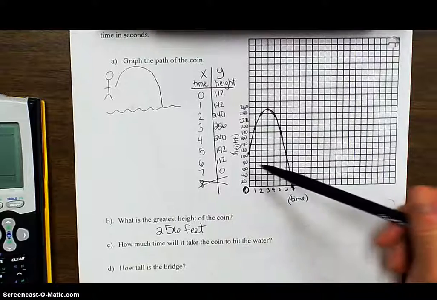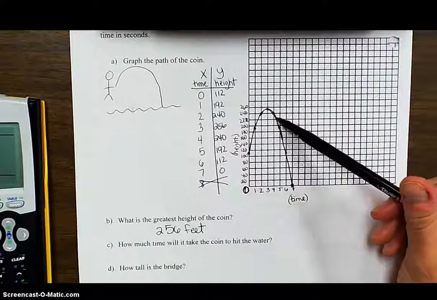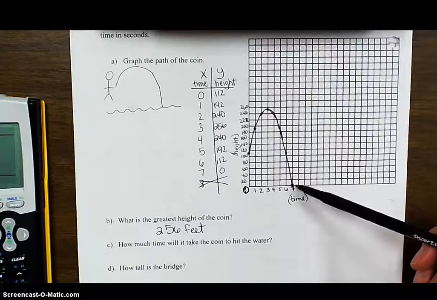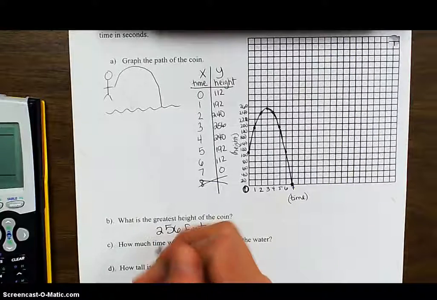Okay, part C, how much time will it take for the coin to hit the water? So look carefully. Where do we hit the bottom? Where do we hit the water? It goes up, it goes down, and it hits at 7 seconds.